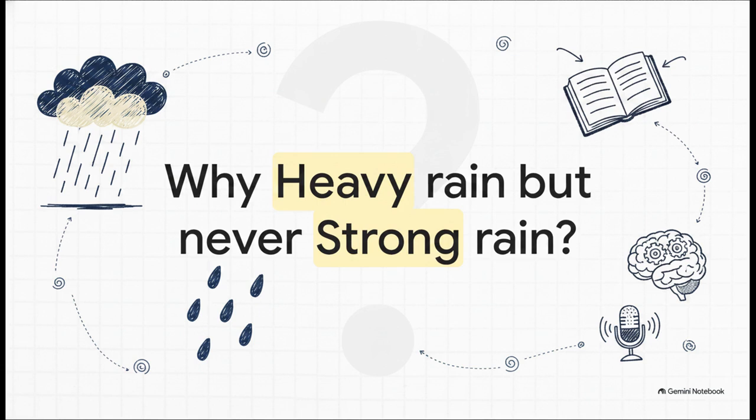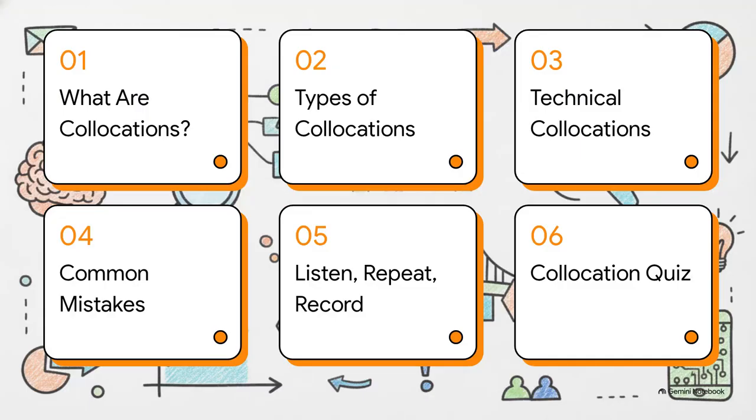The truth is, when we do a direct word-for-word translation from our native language into English, it often creates some really unnatural phrasing. Technically, strong rain isn't grammatically wrong, but native speakers just never say it. Understanding why they don't is basically the secret to fluent English. Okay, let's dive into this.